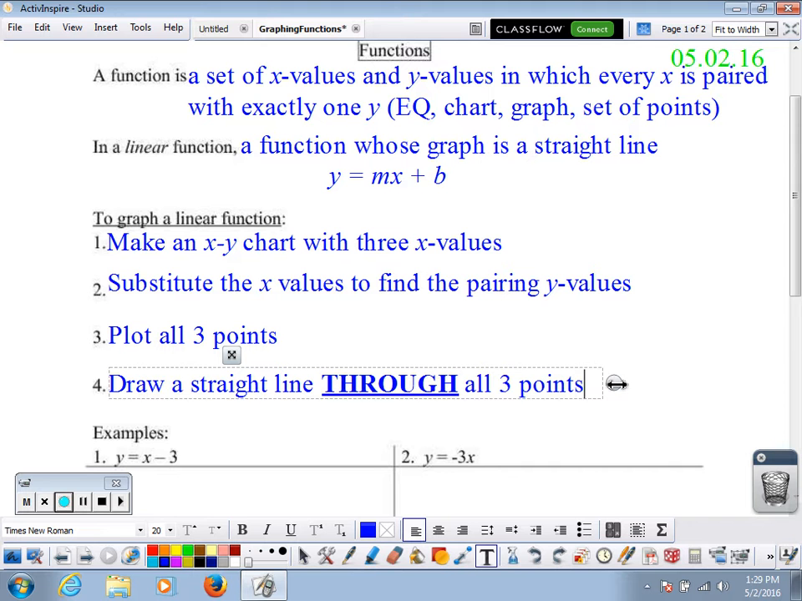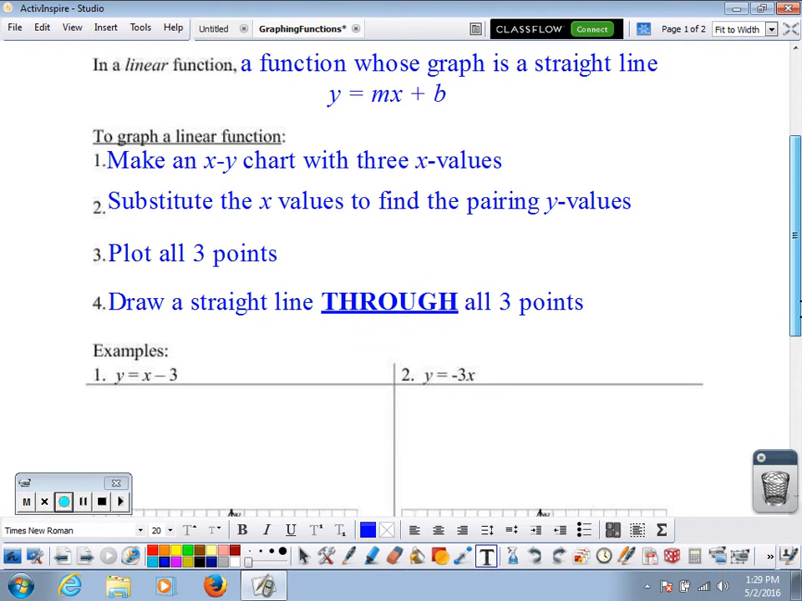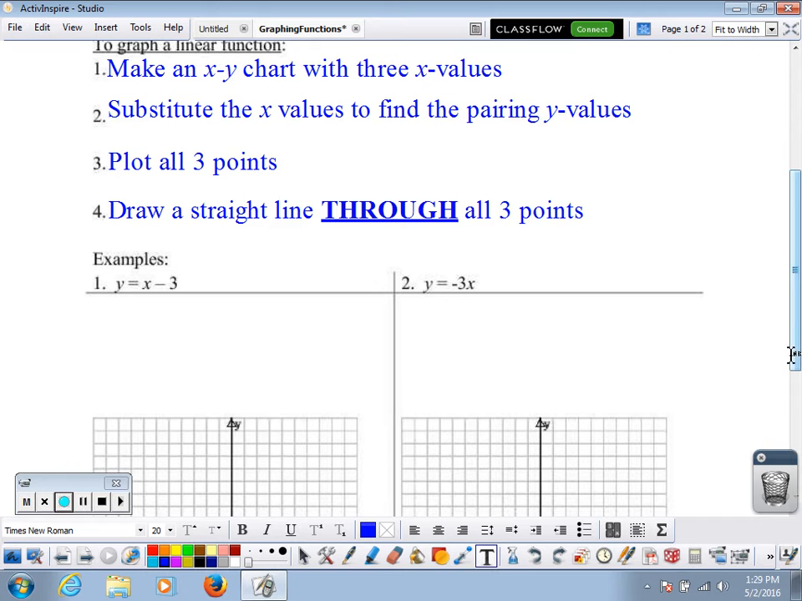Very good. If your line stops at those points, you're telling me that the function stops at those points. I know that it doesn't. You need to show me that you know it doesn't. And the way you do that is you draw the line through all 3 points, and really, the best thing you can do is draw it all the way across the grid.